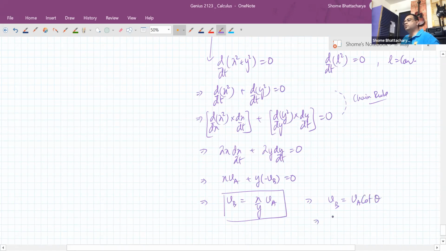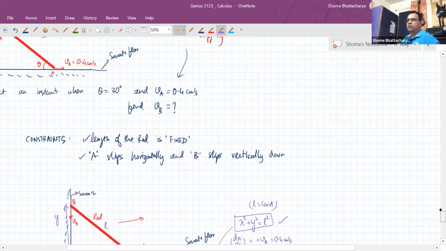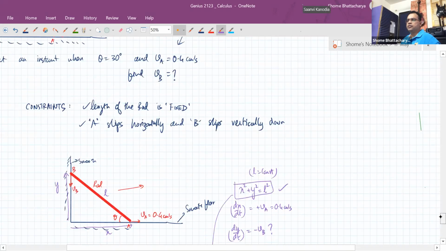Okay. So this is what will now justify why my VB should not be equal to VA, in fact, unless theta is equal to 45 degrees. Only at the instant when theta is 45, VA will be equal to VB. So this was whatever value I had given. I think it was 0.4 centimeters per second.